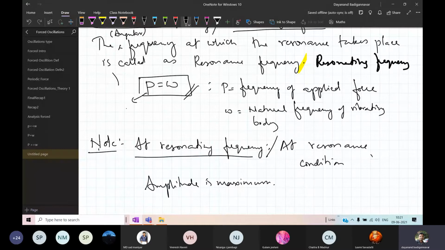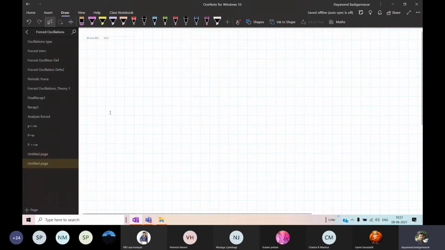Okay, all right. Now let us go for the analysis. Keep in mind, at resonance condition, the amplitude is maximum. At resonance condition, the amplitude is maximum. Let us go for the determination of the maximum amplitude. Let us go for the theory now, for the resonance condition.